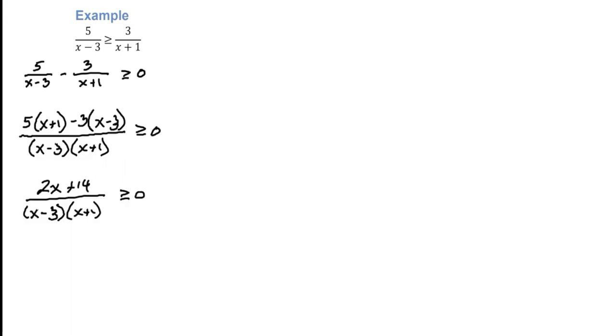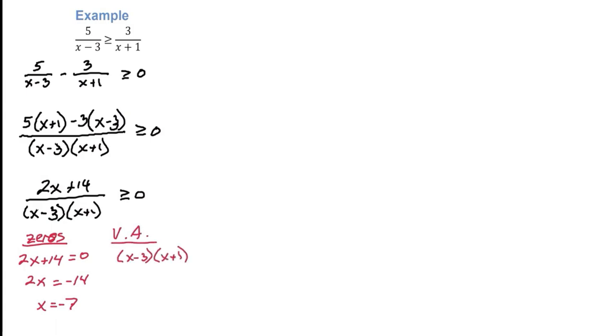From here, we can find the zeros, or x-intercepts. To find zeros, we set the numerator equal to 0 and solve. Subtracting 14 and then dividing by 2, we get x is negative 7. We also need to find the vertical asymptotes. To do that, we set the denominator equal to 0. Set each of these factors equal to 0 and solve those independently. We get x equals 3 and x equals negative 1.